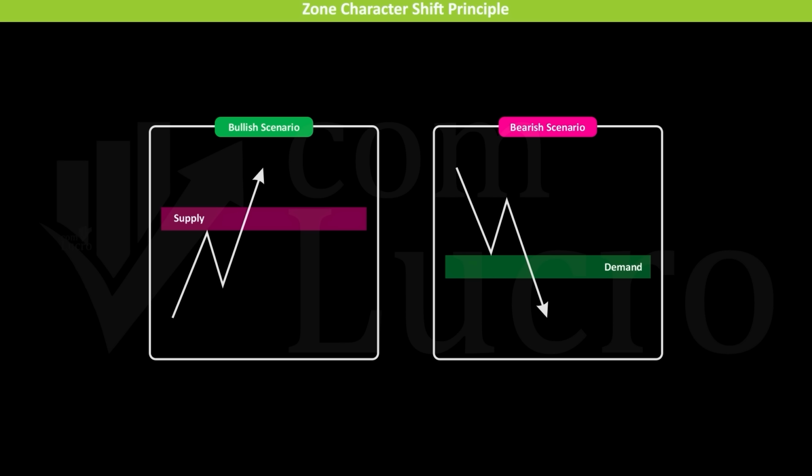There is also an important principle to keep in mind. Whenever price breaks through a key demand or supply zone without showing respect, that zone automatically shifts its characteristic. A supply zone becomes demand, and a demand zone becomes supply. The same principle applies to order blocks.